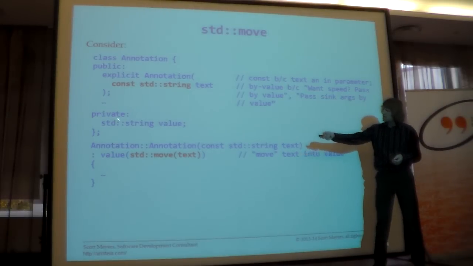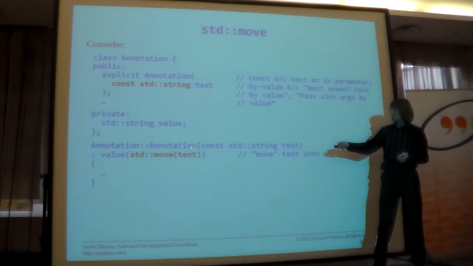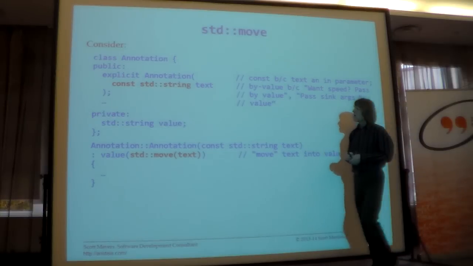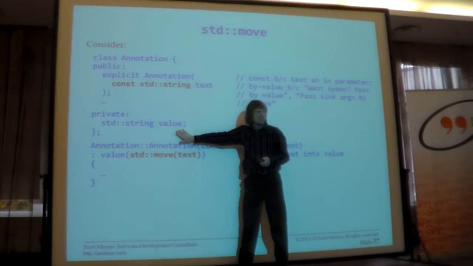So inside the annotation class, we have a string data member. And here is the constructor. And what we're going to say is, okay, I want to take this text and I want to move it into the data member.